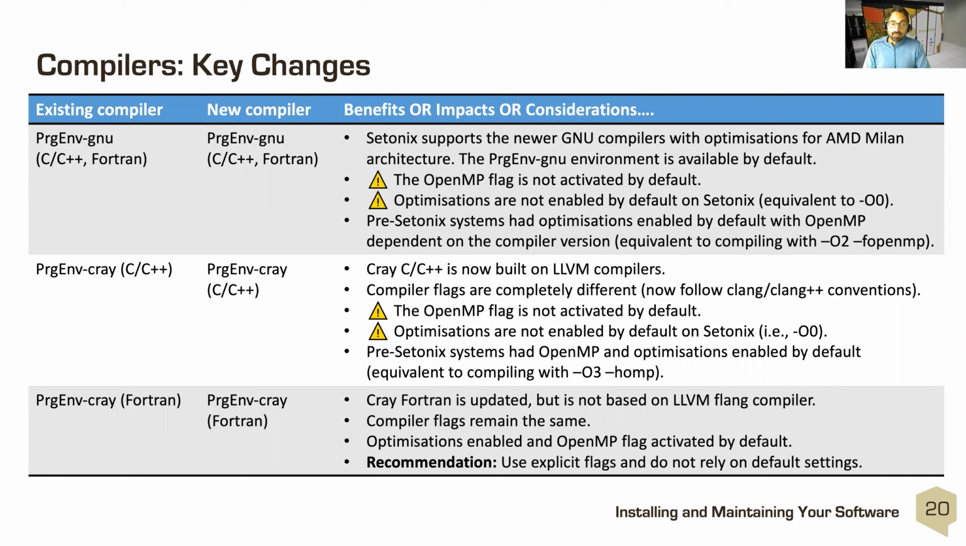There's a subtle thing for Fortran in the Cray environment. The Cray Fortran has not gone through a drastic change like the C and C++ compilers, which are now based on a completely different underlying toolkit that generates the machine code. It's an updated version of the Cray Fortran compiler. The flags remain the same in this case, and optimizations and OpenMP are activated by default. They've tried to keep it the same because it's essentially an updated version of that compiler. We still recommend using explicit flags and not relying on default settings, because that way you're consistent for all the builds you could do if you switch from Cray Fortran to GNU Fortran or AMD Fortran.